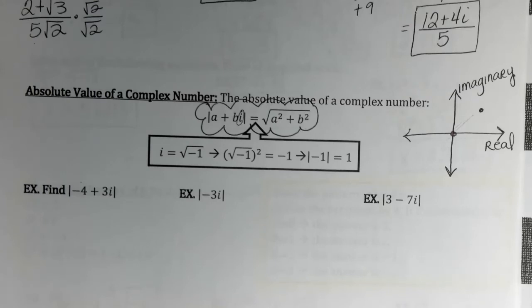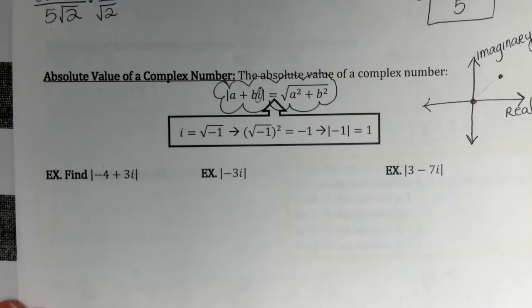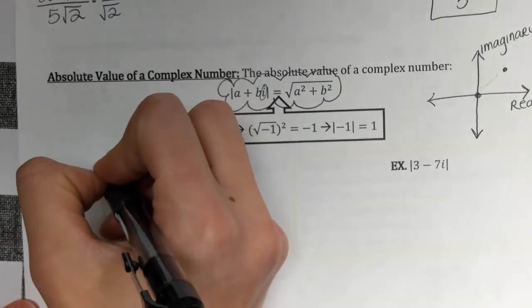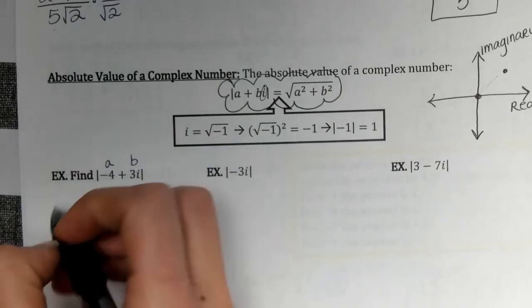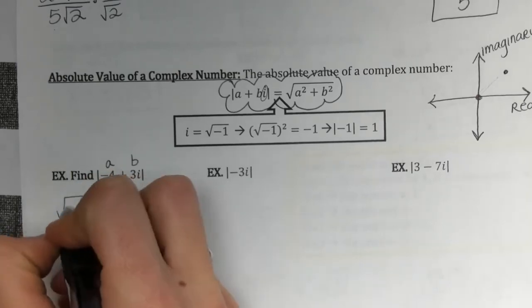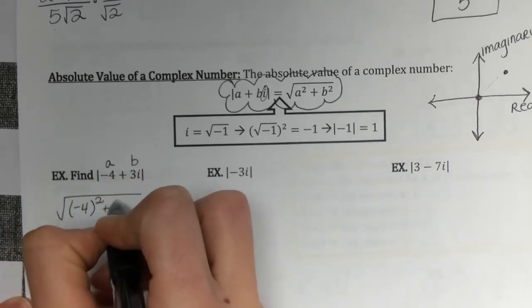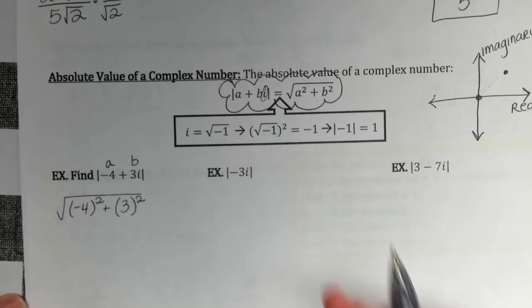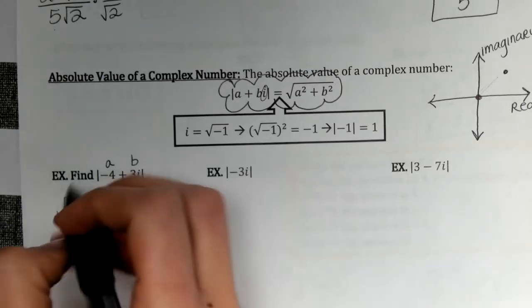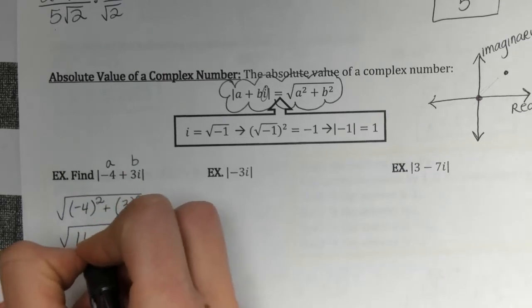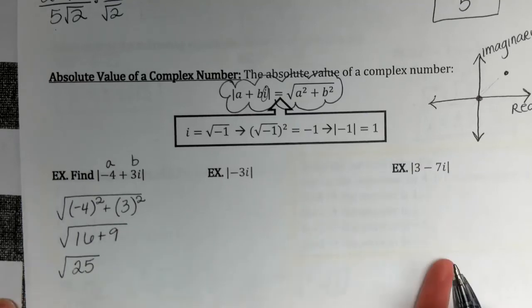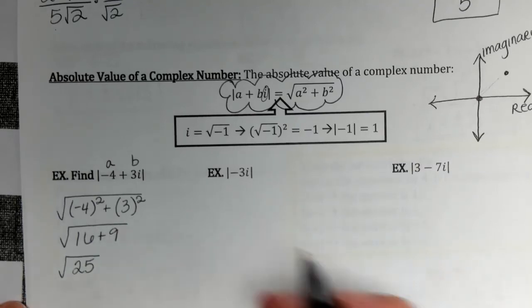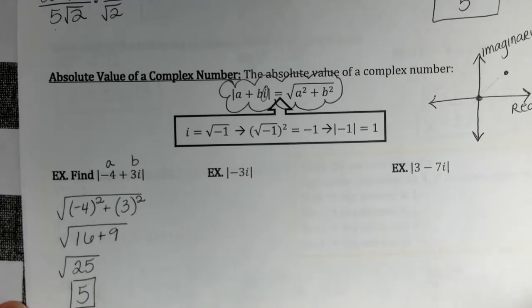hold on. So if I'm taking the absolute value of negative 4 plus 3i, that negative 4 is my a, that 3 is my b. Okay? So I'm going to take the square root of negative 4 squared plus 3 squared. So that's the square root of 16 plus 9, square root of 25, which is 5. I do not need a plus or minus here.